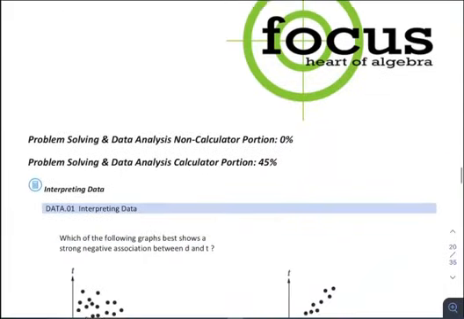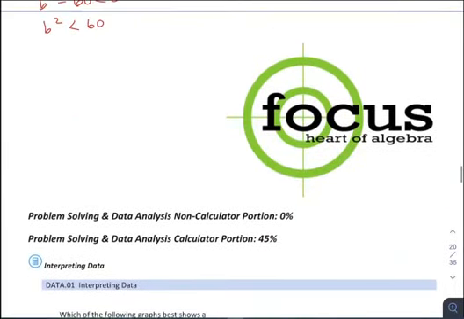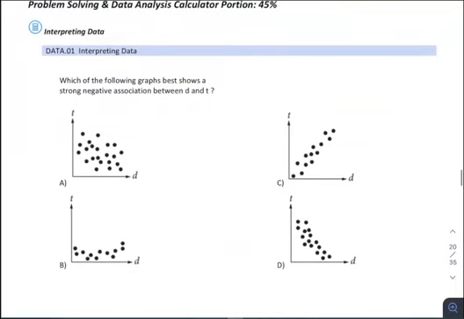The last section that we're going to have time to cover is a section that represents nearly half of the calculator portion. It's about 45% of the questions, and they all have to do with what they call data analysis, but it's just interpreting different types of graphs or charts of data. And so we're going to look at a few of those here really quickly. A lot of these questions are ones that you can answer very quickly without a lot of calculating.